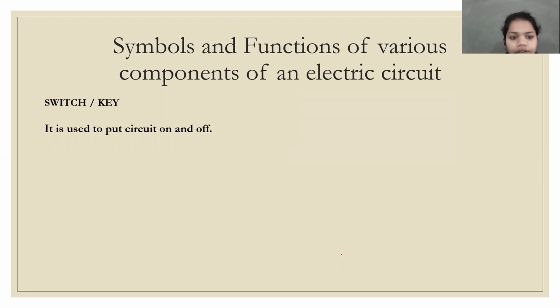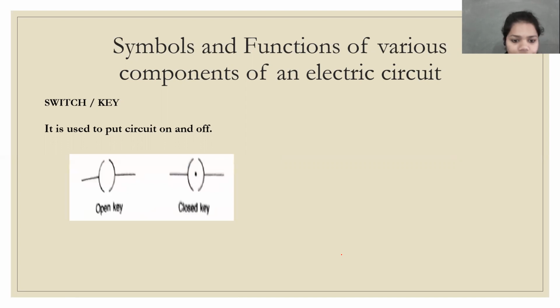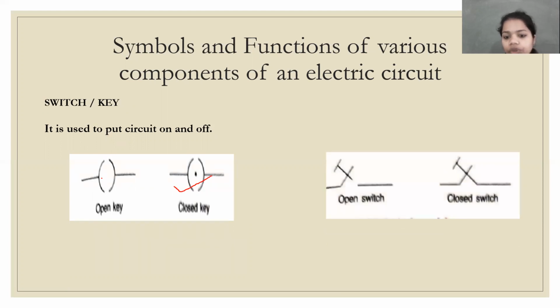The next component we are going to see is a switch or key. You already know the purpose of a switch is to turn things on and off. In the same way, the switch or key is used to turn the circuit on and off. This is the figure for a key. This is an open key and this is a closed key. A closed key means the circuit is complete and current will flow through it. An open key means the circuit is incomplete and current will not flow. Next, this is how you show a switch. This is an open switch and this is a closed switch. Again, a closed switch means the circuit is complete and electricity will flow, and an open switch means it is incomplete and electricity will not flow.